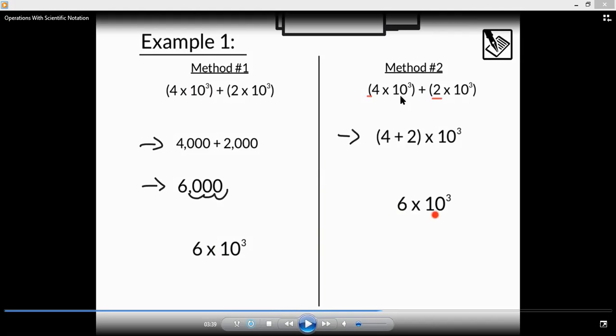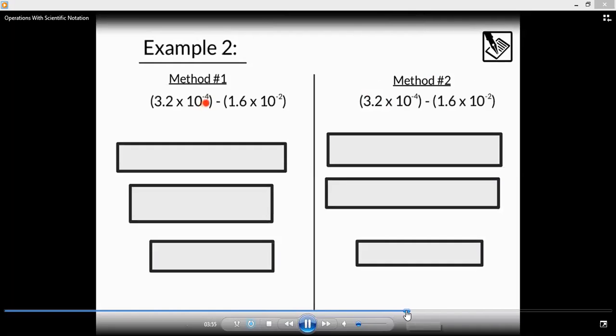When you remove 10 to the power of 3 from the first group, the remainder is 4. The sign between the two parentheses is plus. When you cancel 10 to the power of 3 from the second group, it will be equal to 2. So the answer is 6 times 10 to the power of 3, and it's already written in scientific notation. As I told you, we have two different methods to do operations with addition.